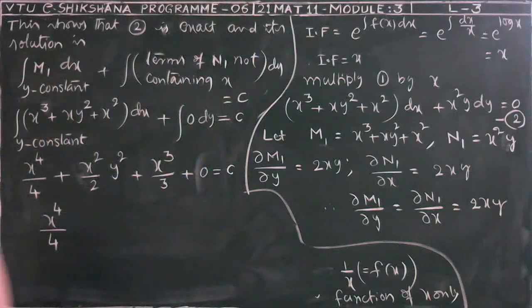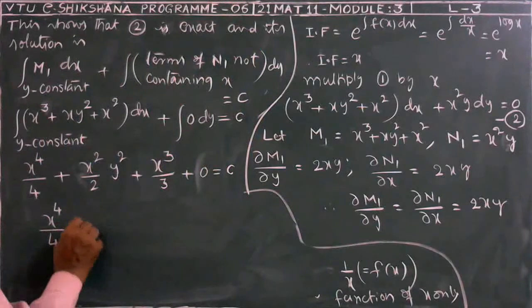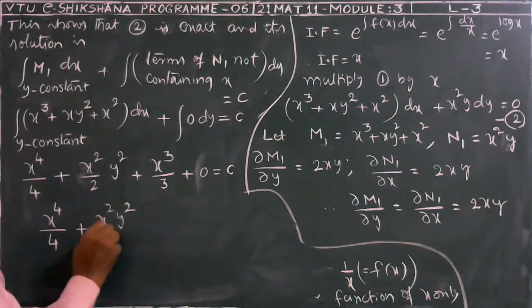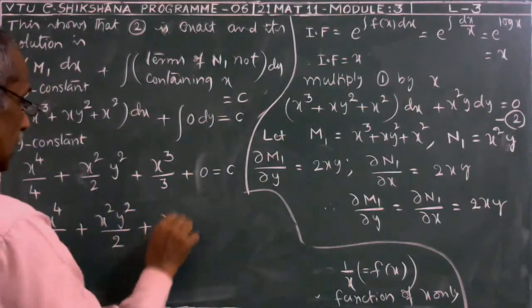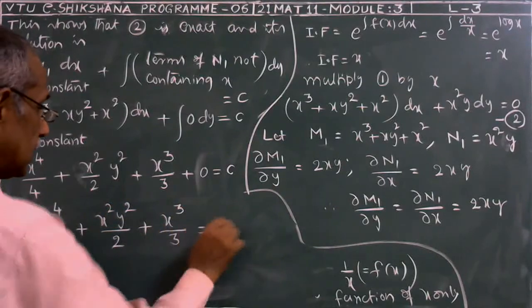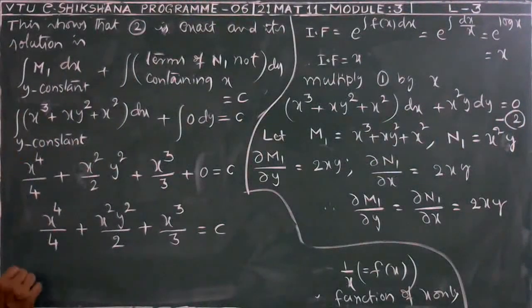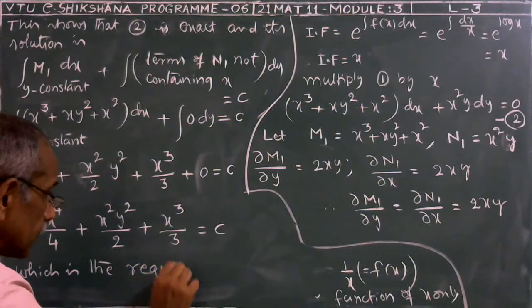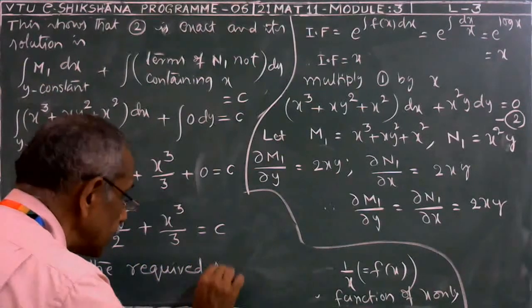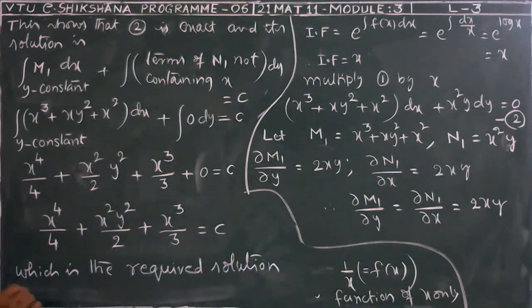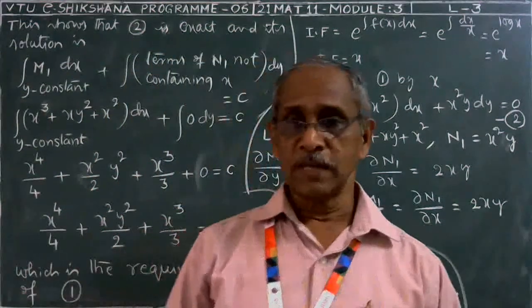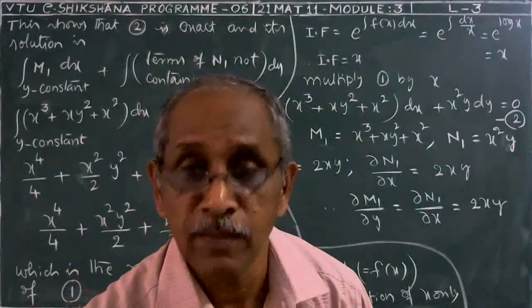So I will just write as it is: x to the power 4 by 4 plus x squared y squared divided by 2 plus x cubed divided by 3 is equal to c, which is the required solution of the given differential equation 1. So with this, I'll conclude my today's class and continue the remaining topics in my next classes. Thank you.